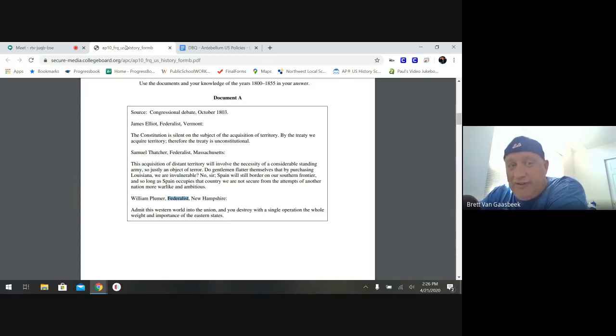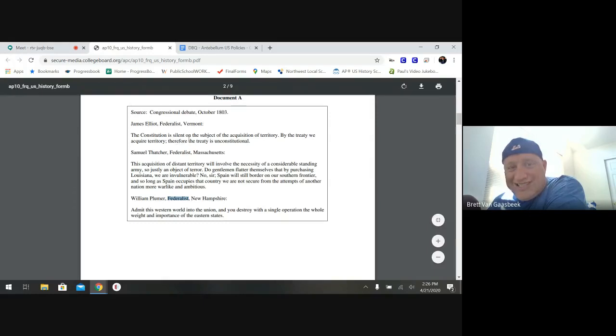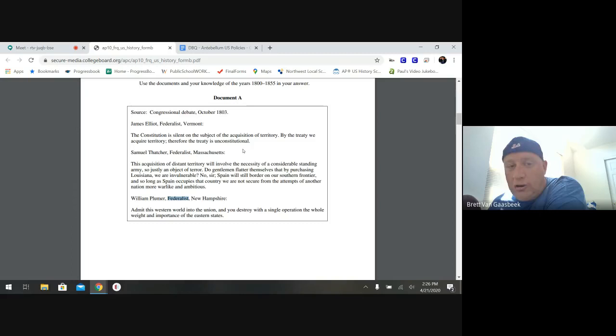So if these three are Federalists, their point of view is going to be opposed to what Jefferson's is. Remember, this is the transition from Washington and Adams and the Federalists to the Democratic Republicans of Jefferson, Madison, and Monroe, before the Federalists basically peter out and die. So this is the last real fight the Federalists have when it comes to national policy. James Elliott is going to say the Constitution is silent on the subject of acquisition of territory, so he's going to say Jefferson's full of garbage.